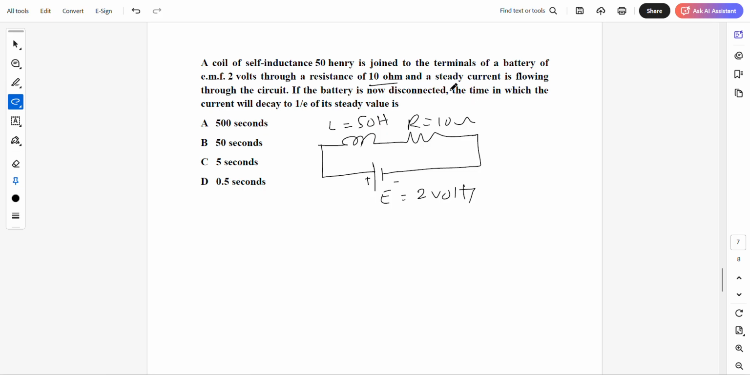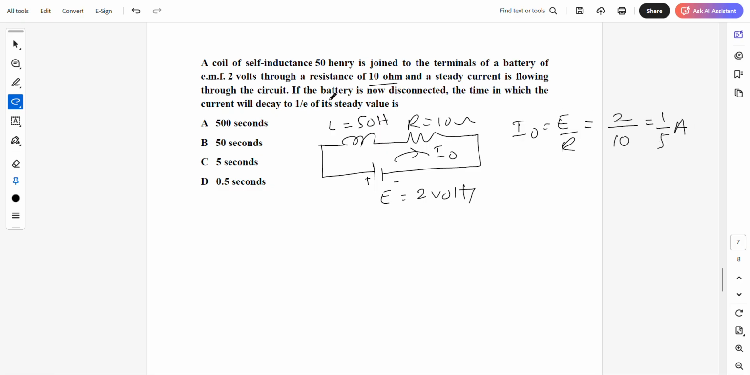What are they asking? Steady current flows. Steady current means I naught. How much is I naught? I naught is equal to E by R. Steady current is 2 divided by R, which is 10. That is equal to 1 by 5 amperes of current flowing.